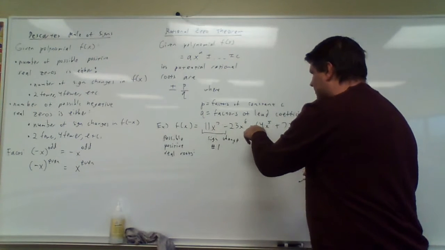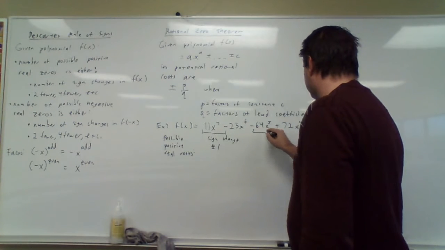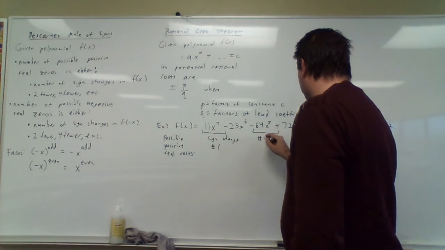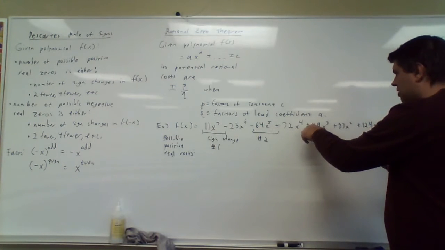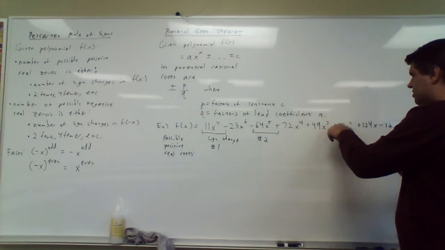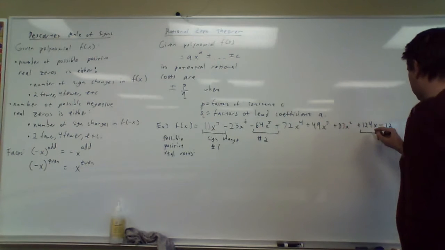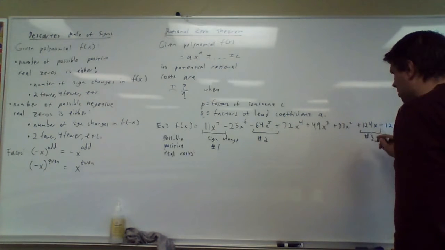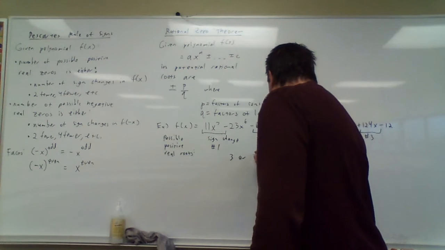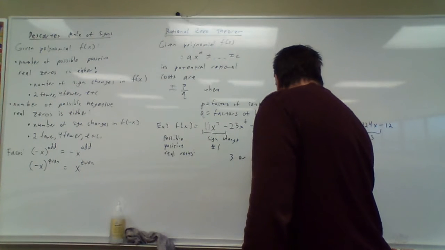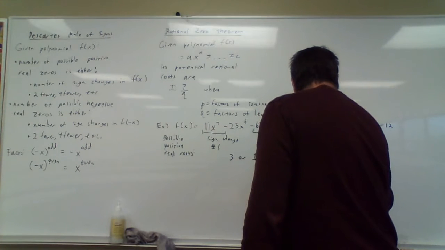That's negative to negative, so that's not a sign change. That's negative to positive. Number 2. That's positive to positive, no change. Positive to positive, no change. Positive to positive, no change. Positive to negative, that's number 3. So there are either 3 or 1 positive real roots.